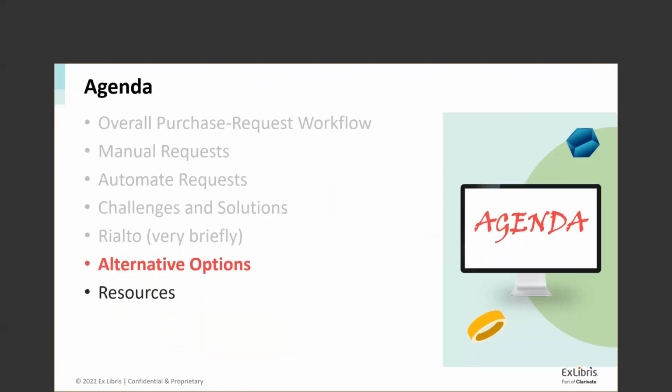So if you have gotten to this point in the session, or maybe this point in your life with Leganto, and decided that purchase requests are not a good fit for you, I'll talk about a few additional options. It is probably relevant that we're going to be building out a different integration with Rialto where from the citation itself, you'll be able to search Rialto, skipping that step of the purchase request. This is on our roadmap for later this year. I'm not going to talk about it more, but if you're interested, I can share additional details after the session.